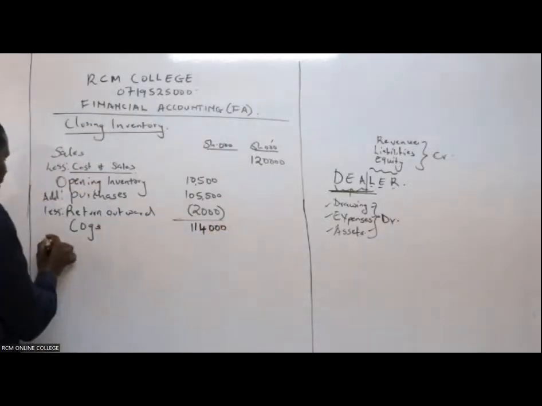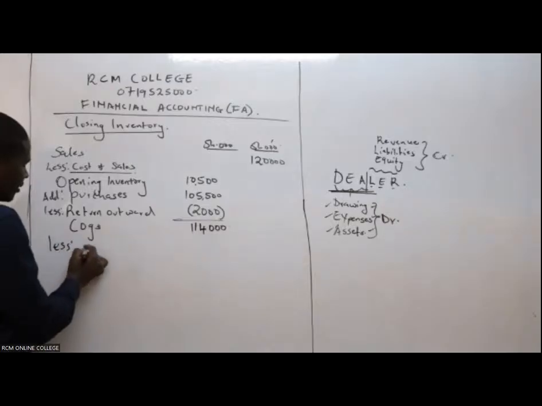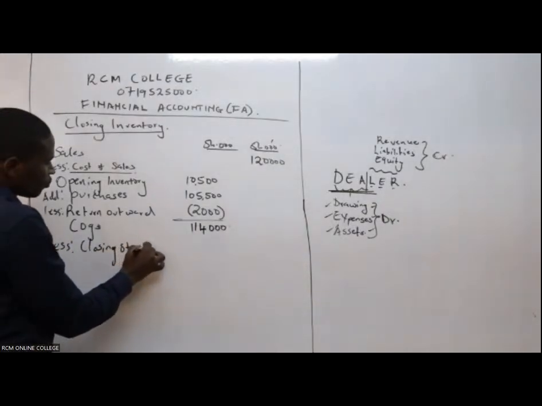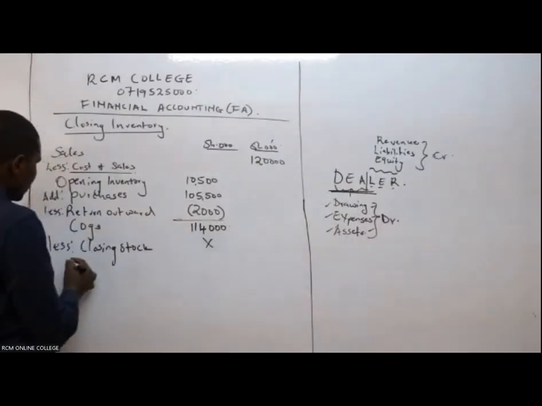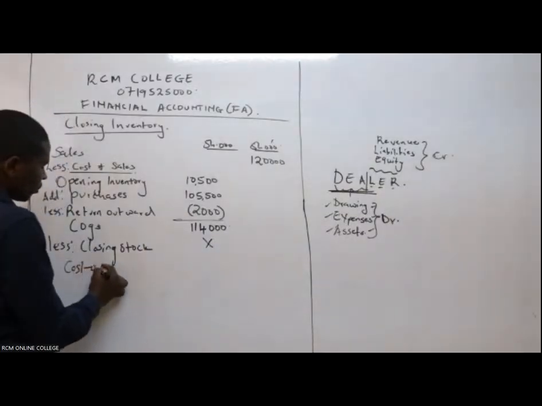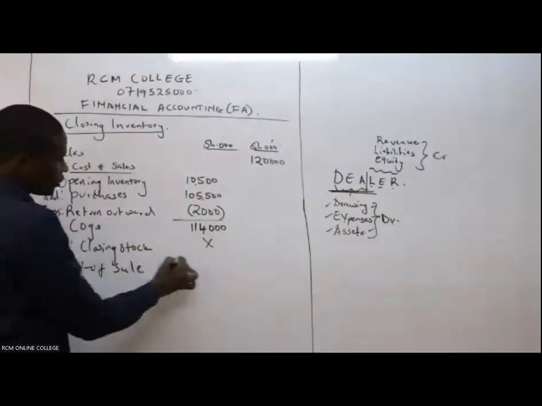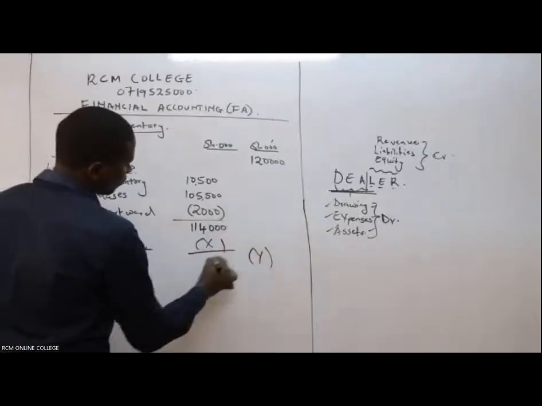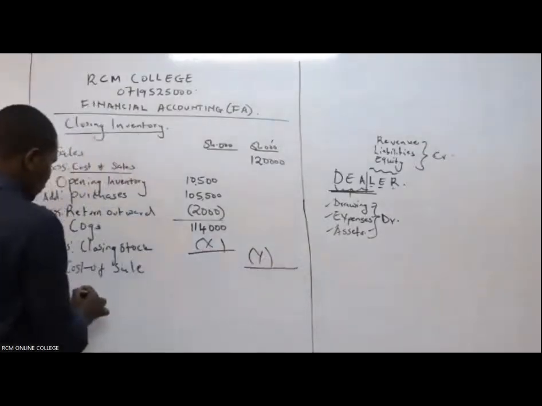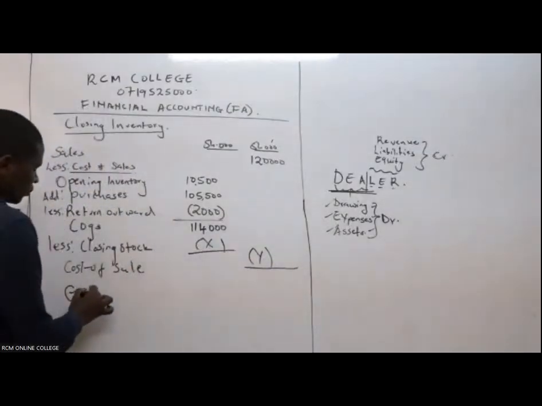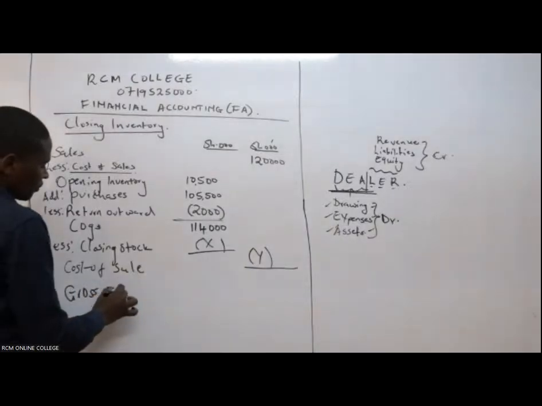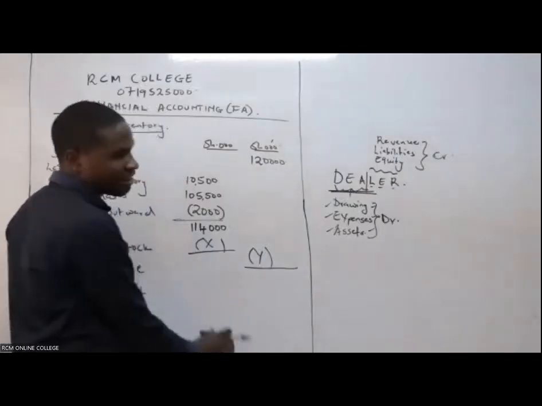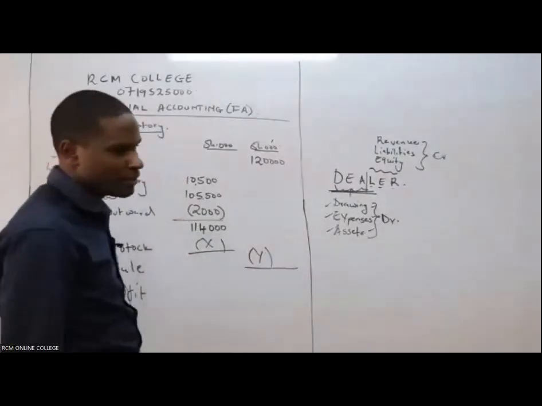Asante. Then from that we usually raise the closing stock, so that we're able to get our cost of sale. And then we raise our cost of sale there. We get our gross profit. So we shall get our gross profit here, and it will be very nice for us.